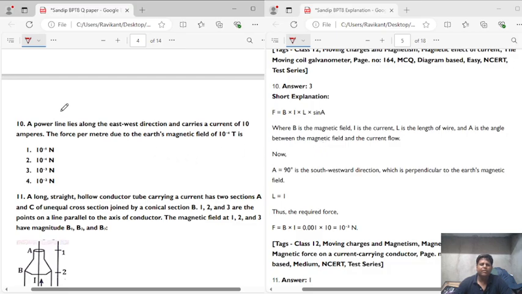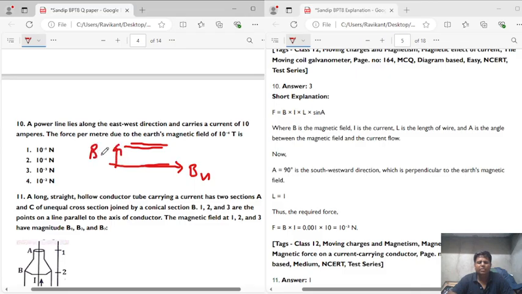Right. The power line lies along the east-west direction and carries a current of 10 ampere. The force per meter due to the Earth's magnetic field of 10 to the power of minus 4 Tesla is. See, suppose this is the surface of the Earth and this is the wire going parallel to it. The magnetic field of the Earth has two components. One will be the horizontal component and one will be the vertical component, right?